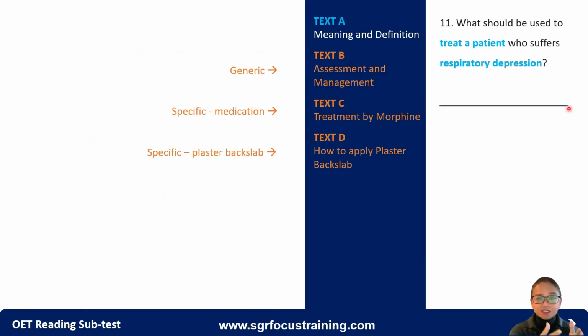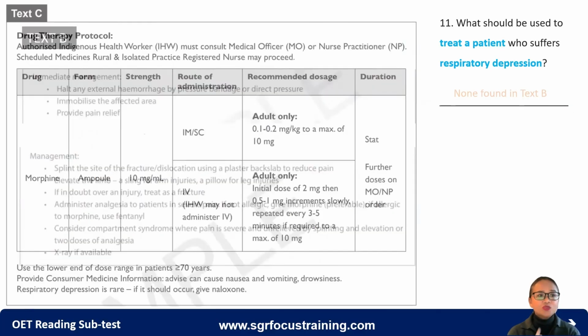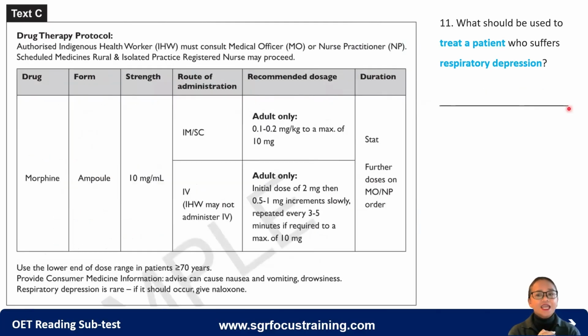So we're going to look at text B. We're also going to look at text C. So by the time we go into B, because this is treatment, we again do not look in the assessment area. We focus our eyes on the management area only. Now, we look in there, we look in the management at the bottom, and unfortunately, we didn't find any information with regard to respiratory depression. So that means we know the answer is hiding here in text C.